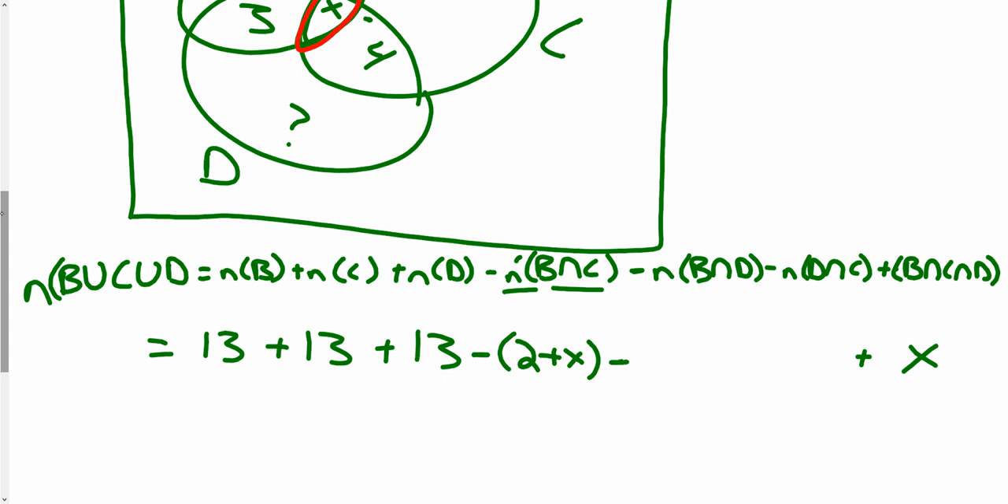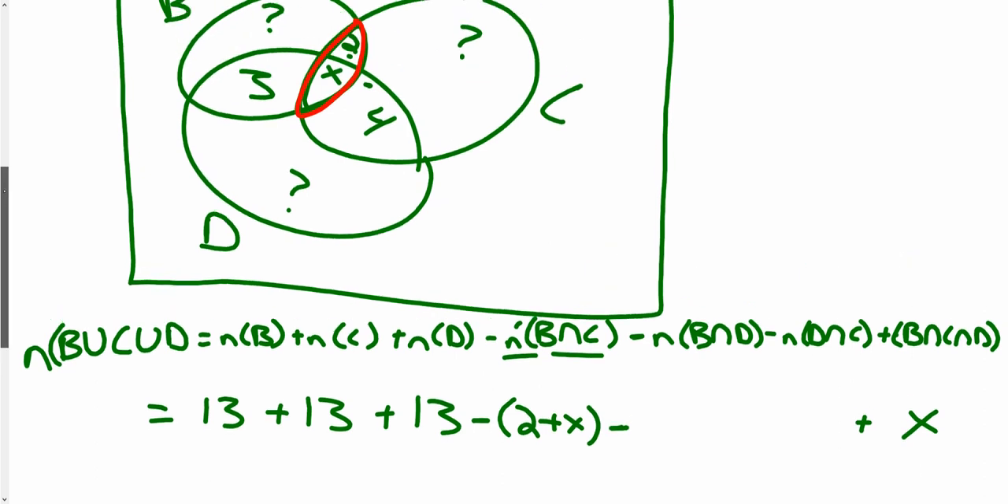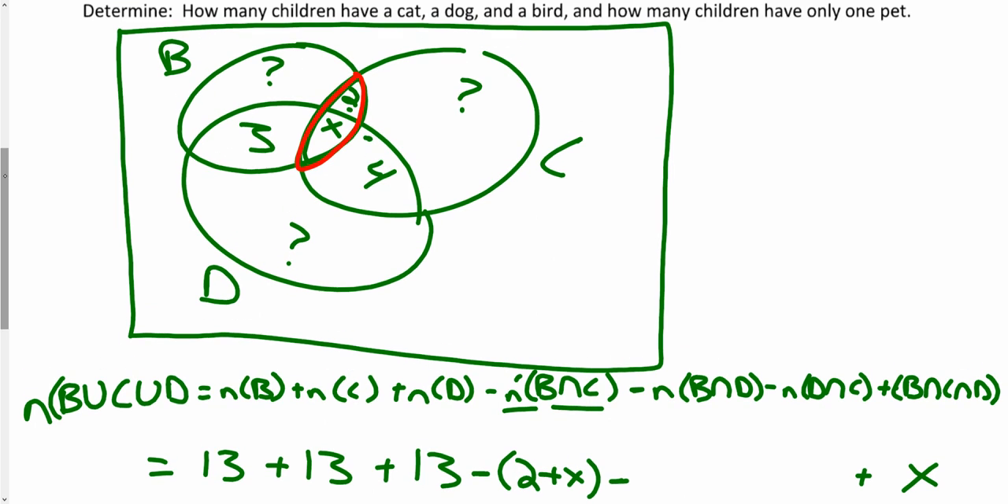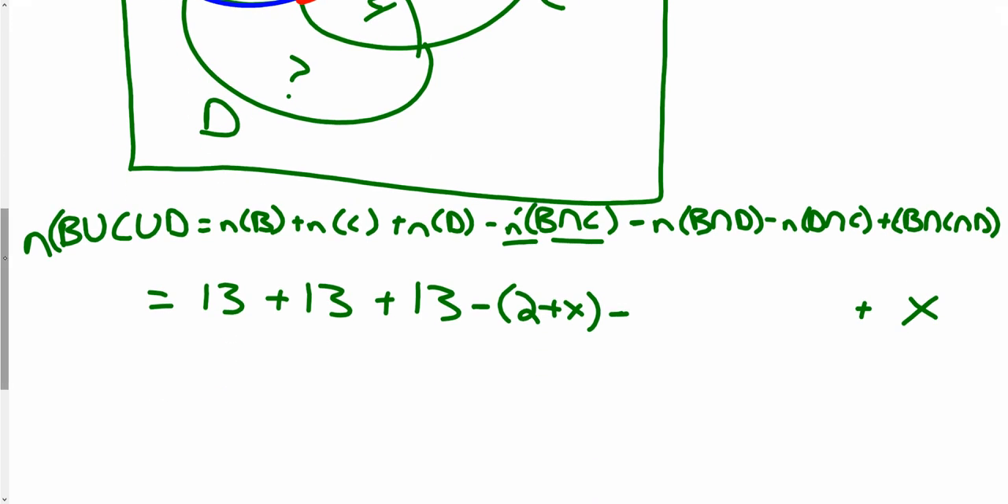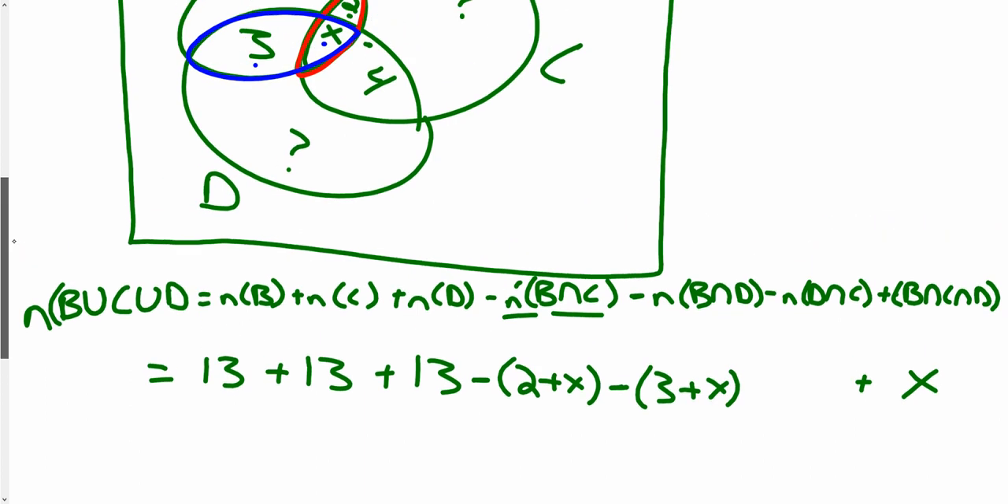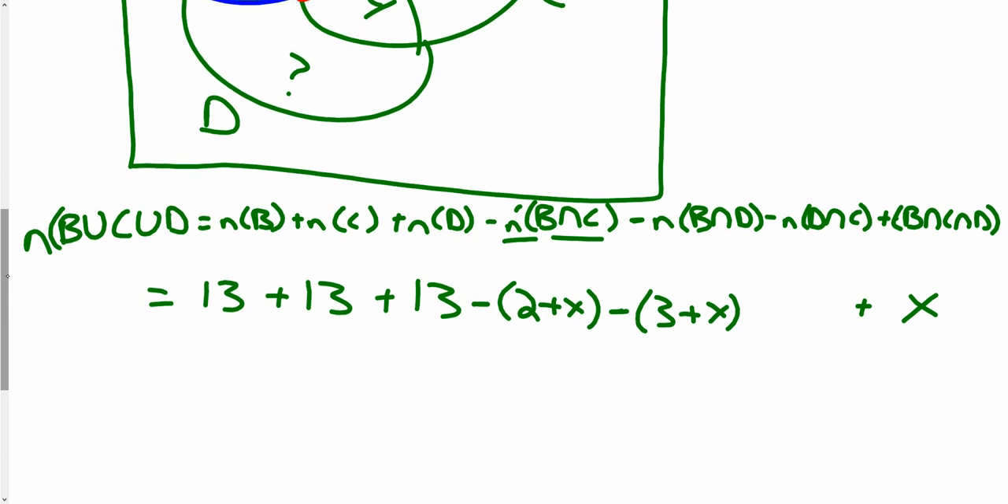Now, it's got to be subtracting birds and dogs. So if I look at birds and dogs, which makes a little more sense, that's going to be this piece here. So that's going to be all of this, which is 3, plus all of that, whatever that's going to be. So that's going to be minus 3 plus x. And then the last ones for dogs and cats would be minus 4 plus x. Okay?